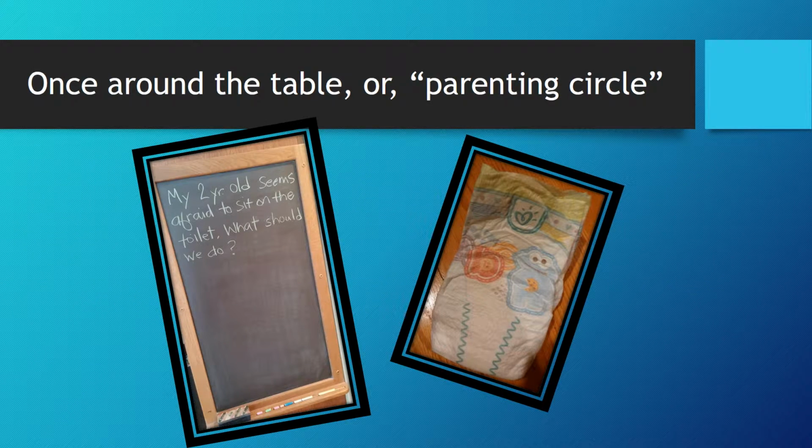This activity is called Once Around the Table, or Parenting Circle if you happen to be working with parents. First of all, choose an item that relates to your topic, such as a diaper for toilet learning, and stands out on the table, but is small enough to pass around as your talking piece.